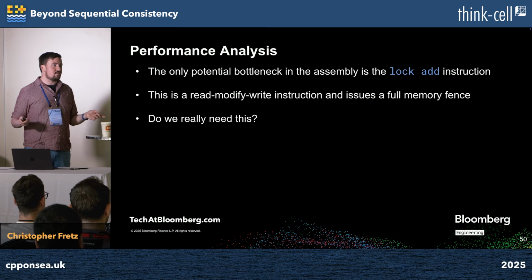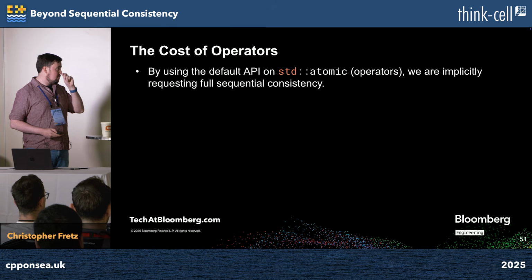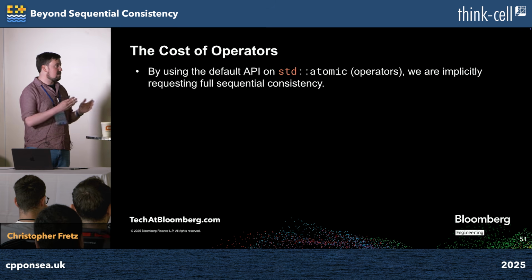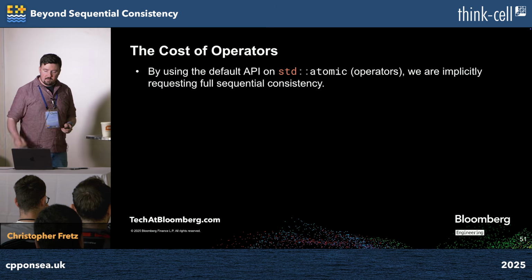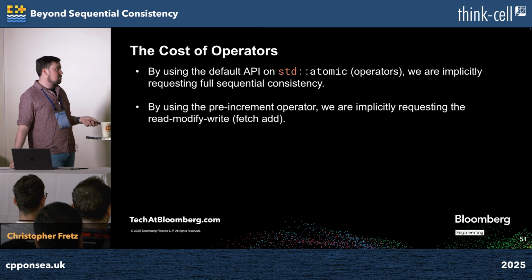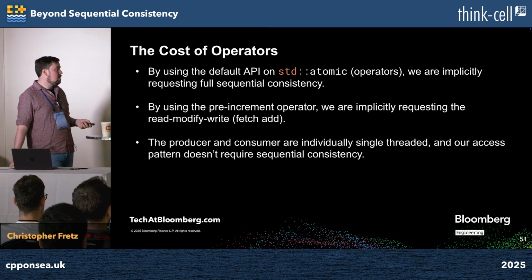And so, do we really need this? Is this actually required by our data structure here? Well, since we're using the default API on std::atomic, which is to say we're using pre-increment, we're implicitly requesting full sequential consistency. And by using the pre-increment operator, we are implicitly requesting this read, modify, write, or fetch add.